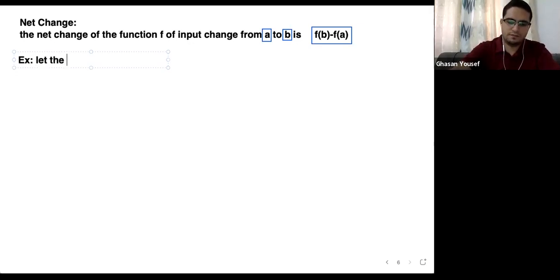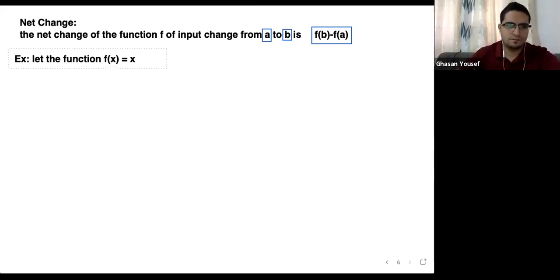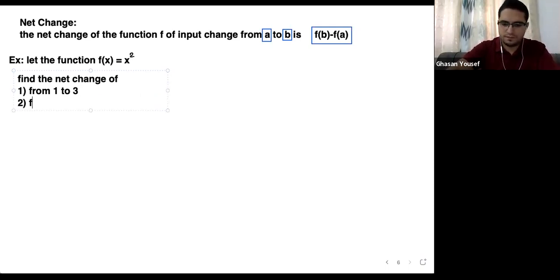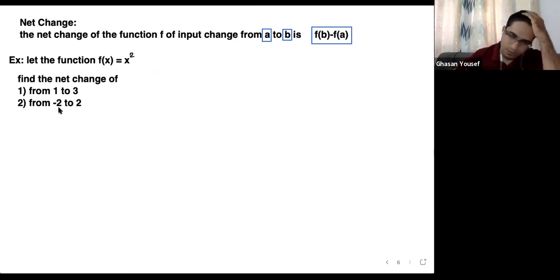Let the function f of x equal x squared. My function is f of x equal x squared. The question is find the net change of, number one, from 1 to 3, and the second one from -2 to 2.